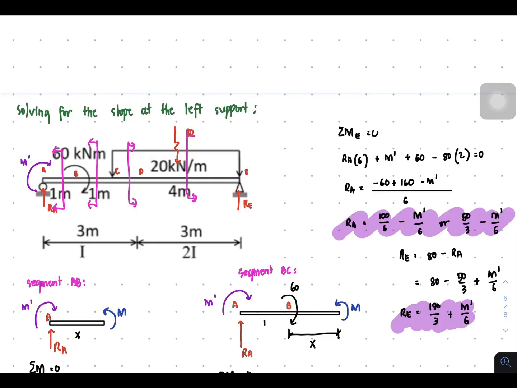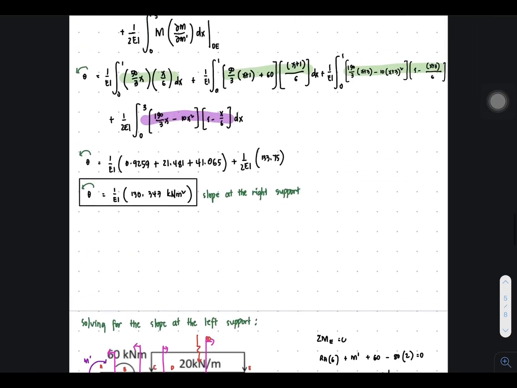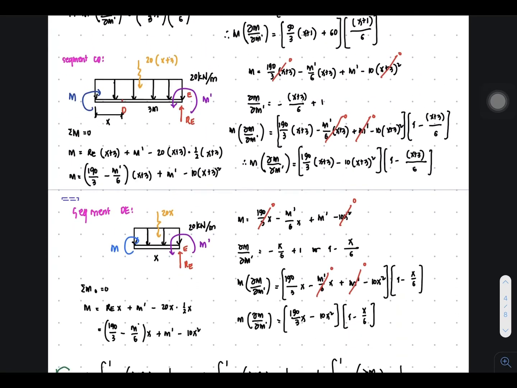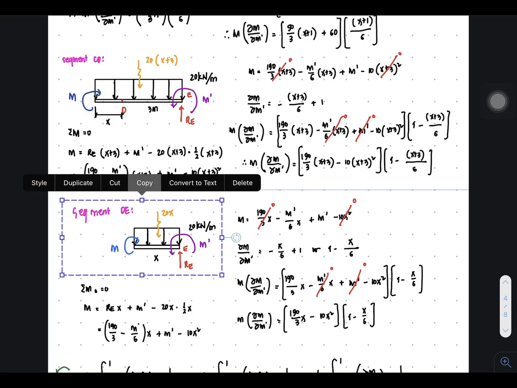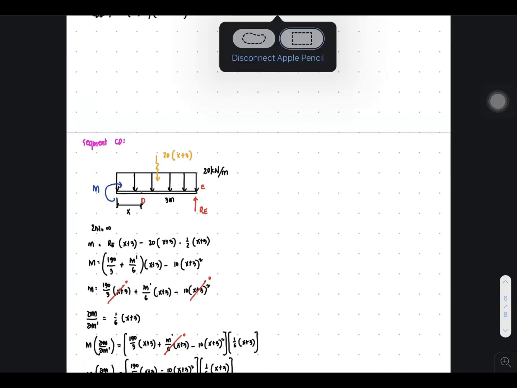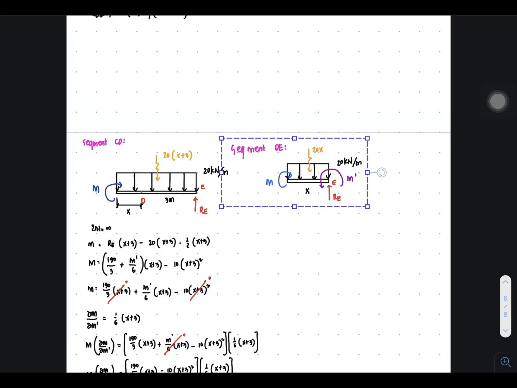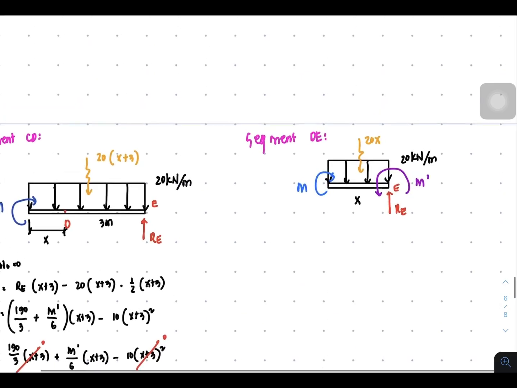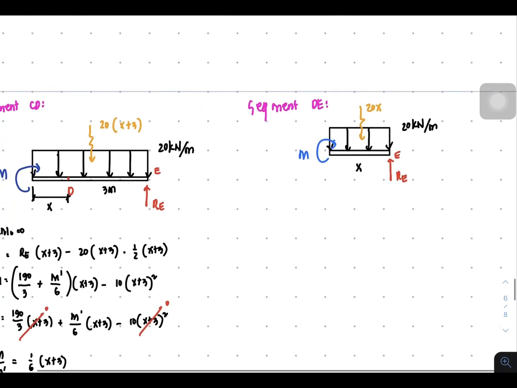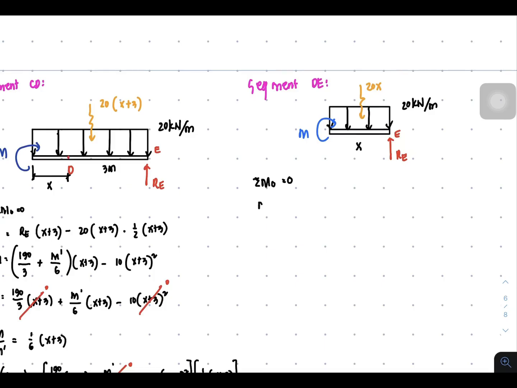For the segment DE, we will be cutting this through here and considering the right side. So let's borrow the segment DE from the previous one. This is the segment DE. Let's paste it here for segment DE. And then, of course, this is no longer part of the solution. And let's get the moment equation. So the summation of moment at the point of cutting equals 0.